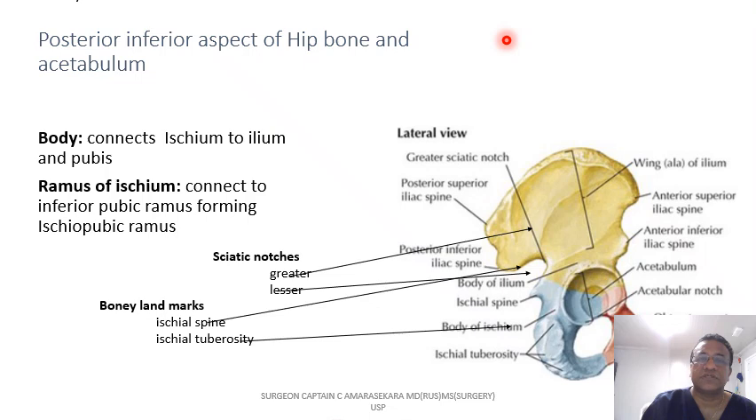Here we see the greater and lesser sciatic notch. This is your greater sciatic notch, and this is lesser sciatic notch. It is separated by the ischial spine. So this is a very important place. It's a gateway. These notches are the gateways for the neurovascular structures entering and exiting the pelvis.